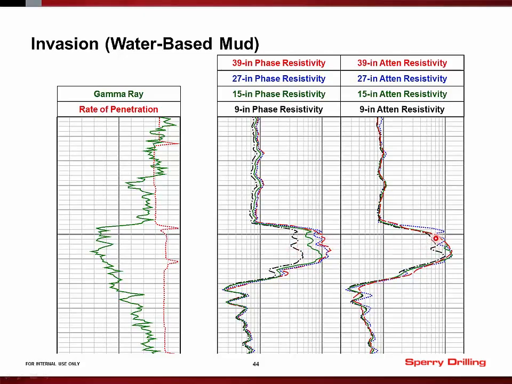You'll notice that on the attenuation data over here, there's much less of an effect. It's not nearly as pronounced as it is on the phase resistivity. In general, the attenuation data sees deeper into the formation and so will be less affected by the invasion process than the phase resistivity is. So these phase curves are the ones that are the most sensitive because they're the shallowest measurements that the tool has, and they're the first ones that are going to see the invasion when it happens.